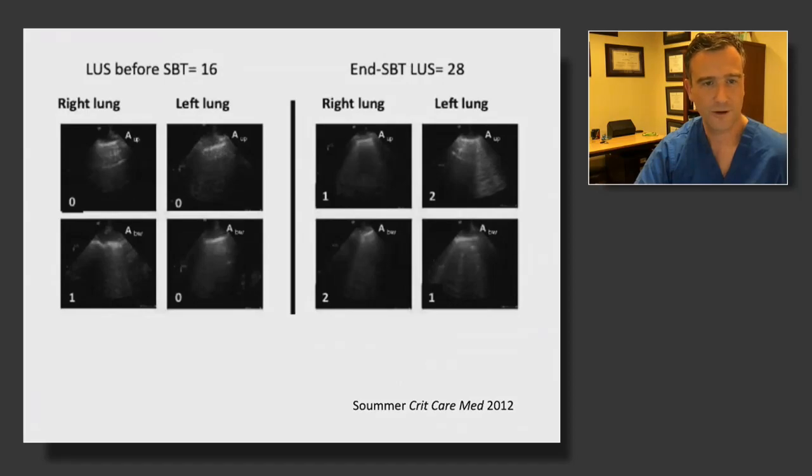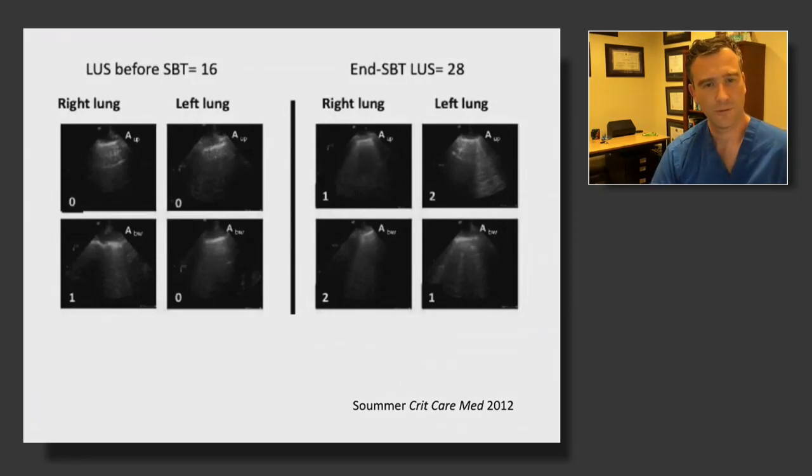If you look at the set of 4 images on the left, you have 2 images of the right lung and 2 of the left. The upper row is for the upper anterior region, and the lower row is for the lateral region. What you'll see in those images is these horizontal lines. Those are called A lines, and those are basically a normal artifact of air in the lung, which is what you expect to see. So when you put the ultrasound probe on, you see A lines, that's a normal image.